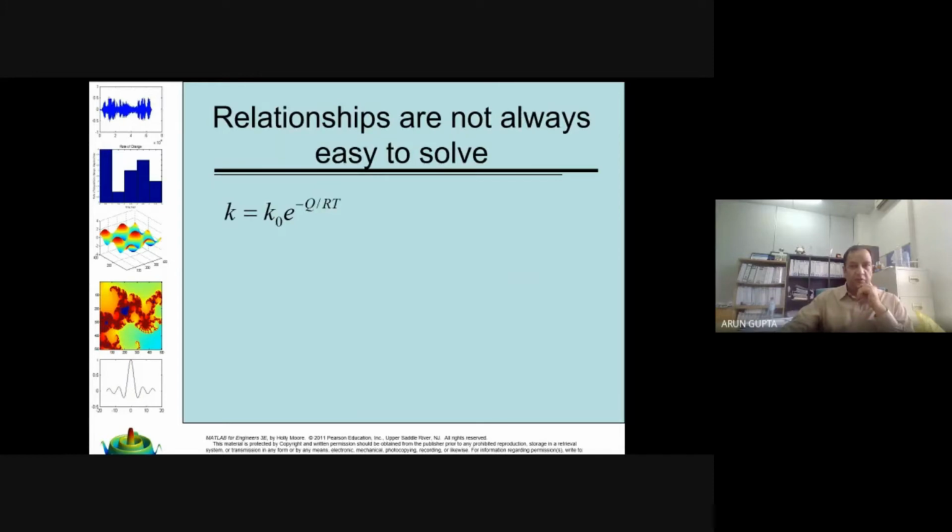Okay, so suppose this is the equation: k is equal to k0 e to the power minus q upon RT. And in this equation, suppose you want to calculate capital T, temperature, then how can you do it? You may have learned that we want to make T the subject and the rest of the things on the other side. So how can we achieve this?